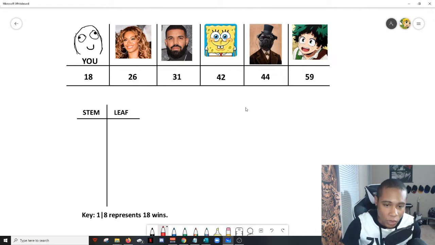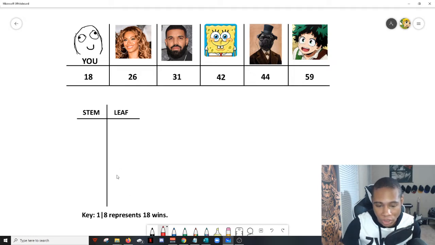Now, the way that we will write these numbers in our stem and leaf plot is that we're going to look at the key. Every stem and leaf plot will have a key to give us a clue as far as how we should be representing our numbers. So the key has a 1 on the stem side and an 8 on the leaf side, and it says 1 and 8 represents 18.